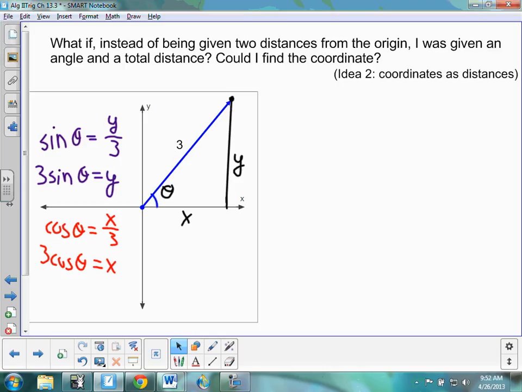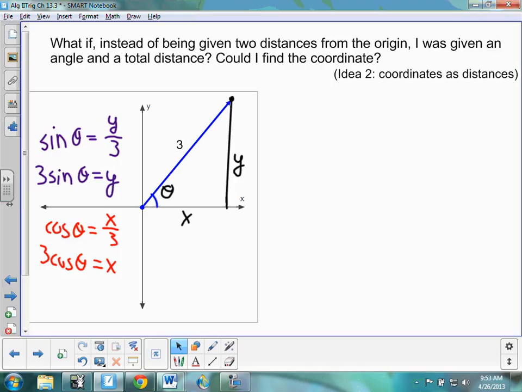Question there. Could you find it if you had y and theta, like if 3 was where the y is? If you have any 2 things, you can find anything. This is just trig. We've just taken our triangle and smacked it down on the coordinate plane, always centered at 0, 0.